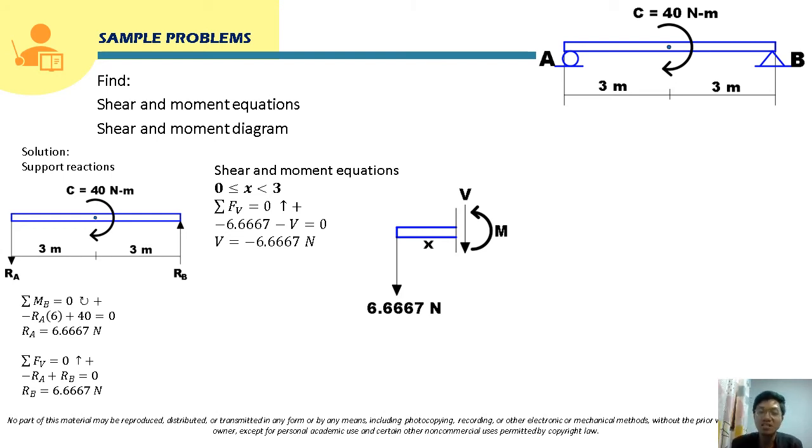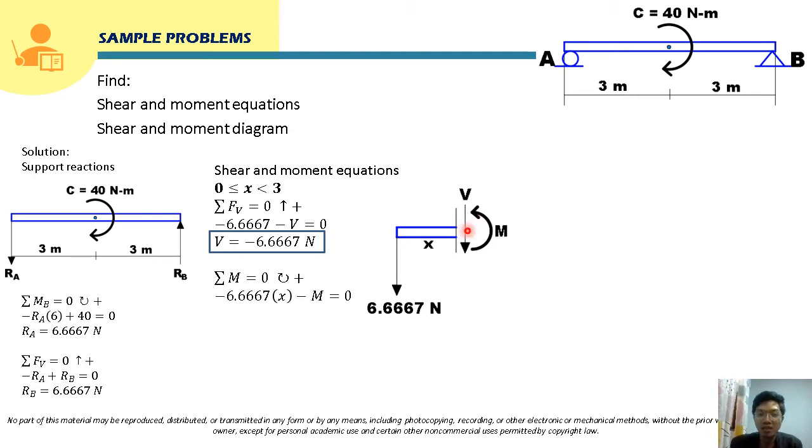And as you can see, class, this is constant. Since the load here is just a point load or concentrated load, the shear will just be constant. Also, class, for the moment equation, we're going to take moment at the cut section so that the shear force V will be cancelled.